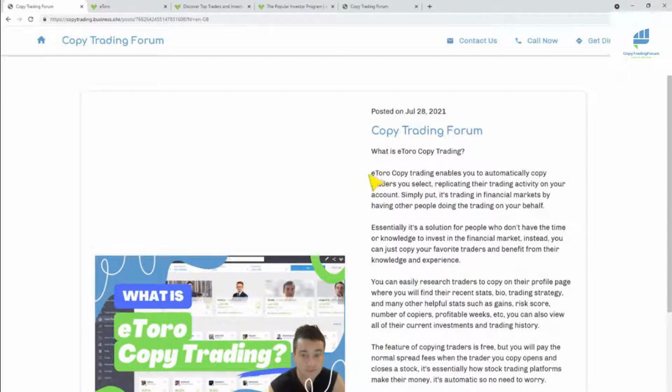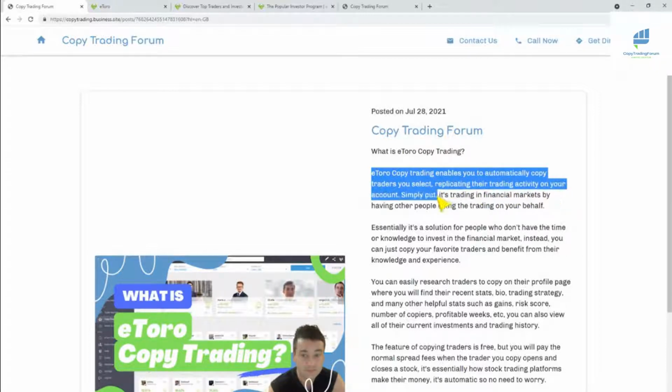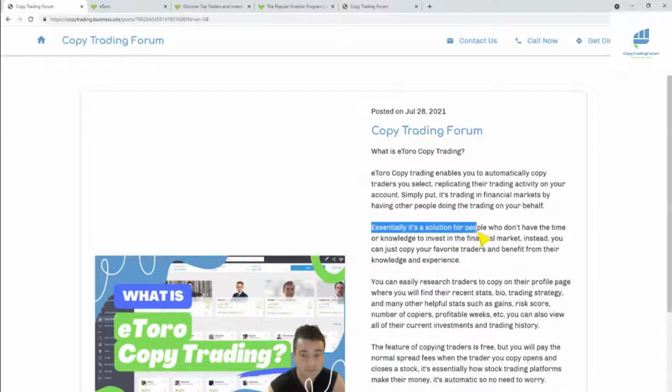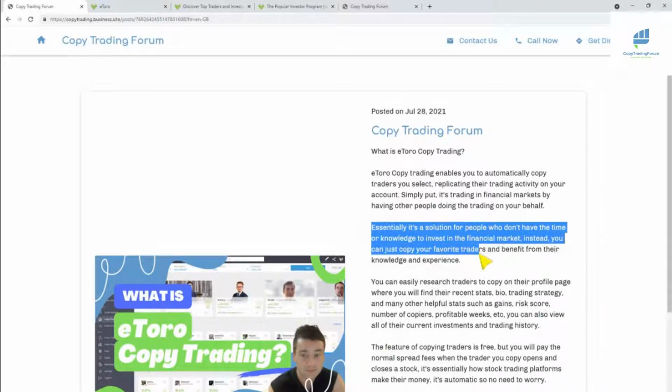Okay, to start off, eToro Copy Trading enables you to automatically copy traders you select, replicating their trading activity on your account. So simply put, it's trading in financial markets by having other people doing the trading on your behalf. So you copy a popular investor, when they trade, you trade automatically. So essentially, it's a solution for people who don't have the time or knowledge to invest in the financial markets. Instead, you can just copy your favorite trader and benefit from their knowledge or experience.